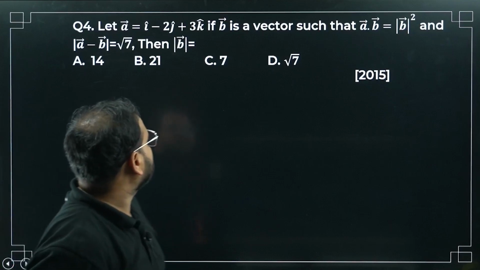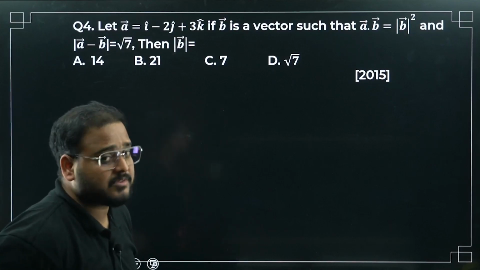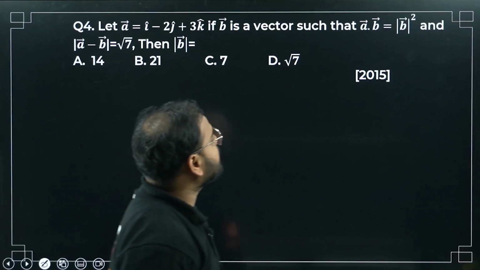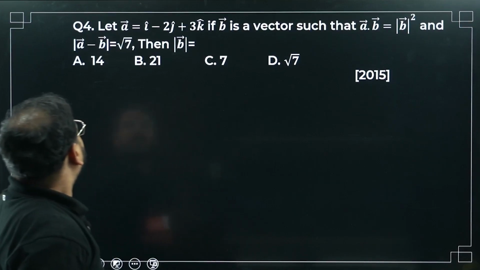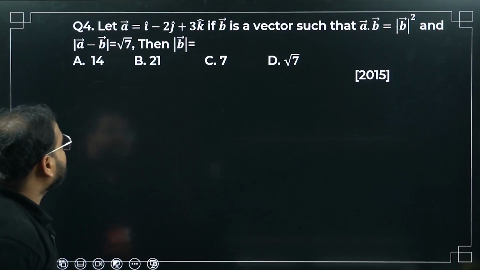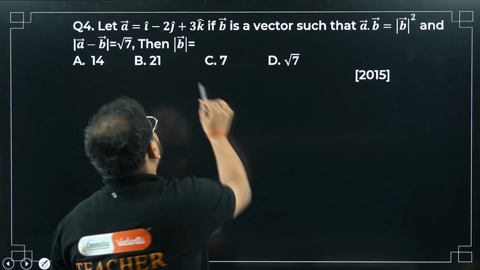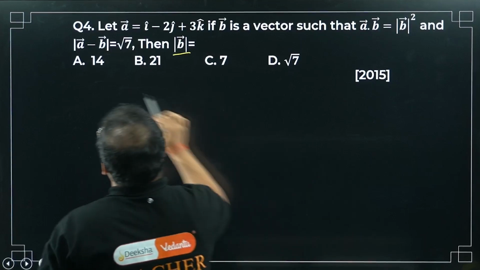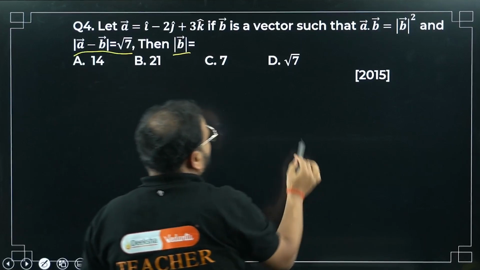Moving on to question number 4. Let a vector be given as i cap minus 2j cap plus 3k cap, and b is a vector such that a dot b equals b square, and the mod of a minus b is root 7. Then find the magnitude of vector b. Okay, so let's start from what they've given finally. Simple question. It's not a difficult question.